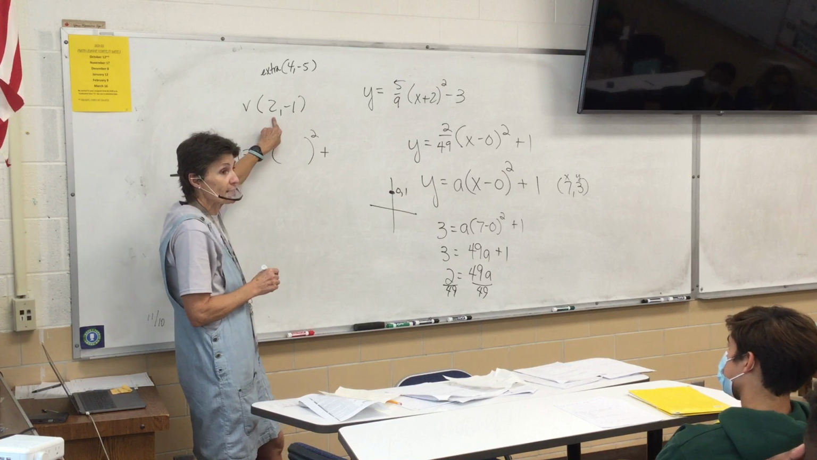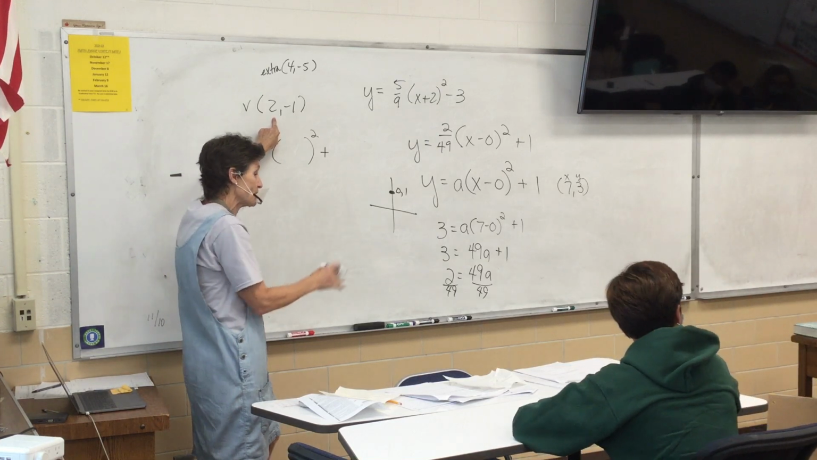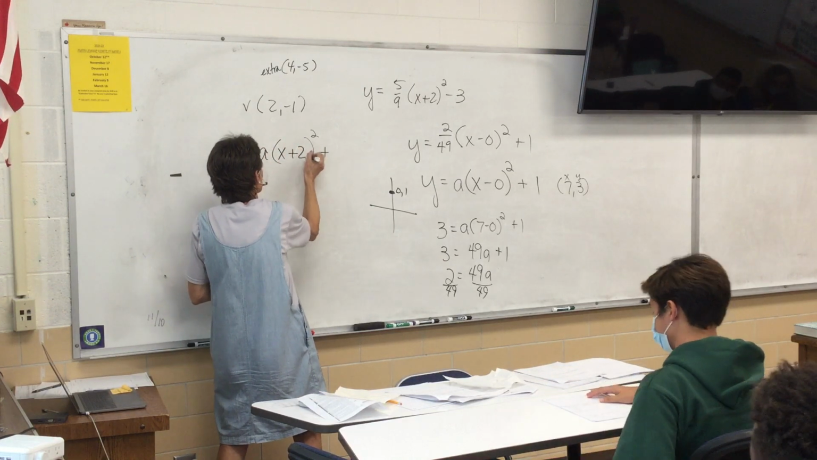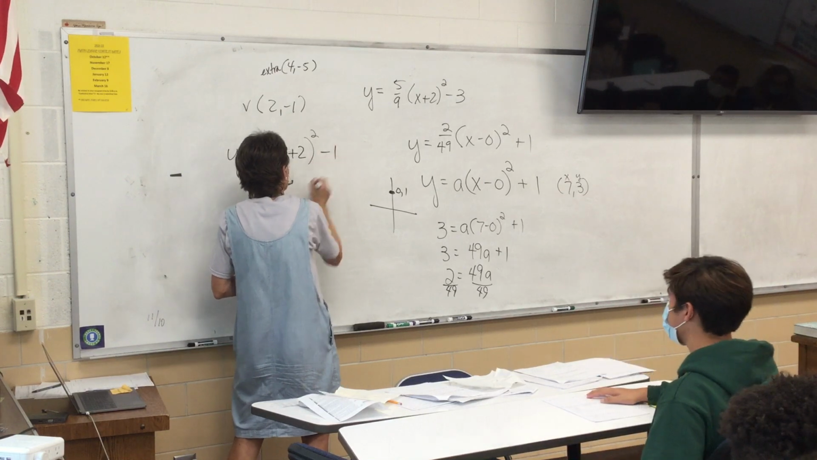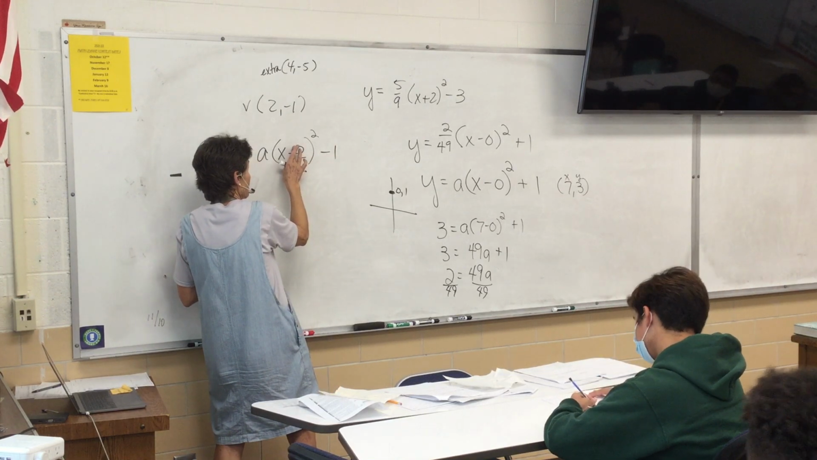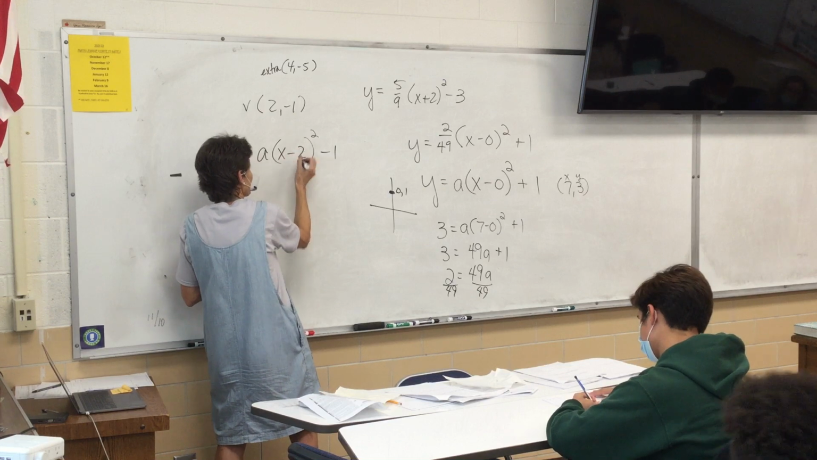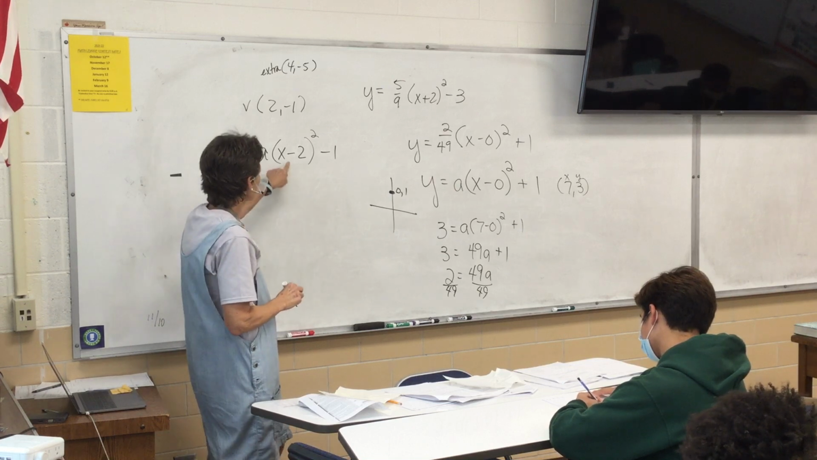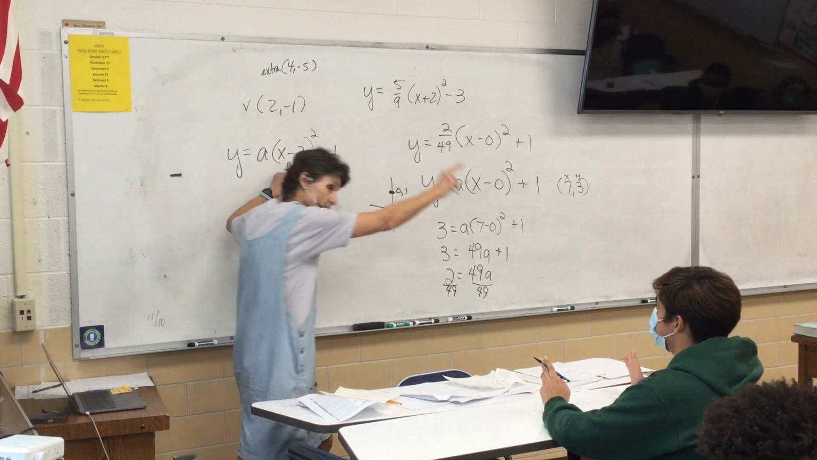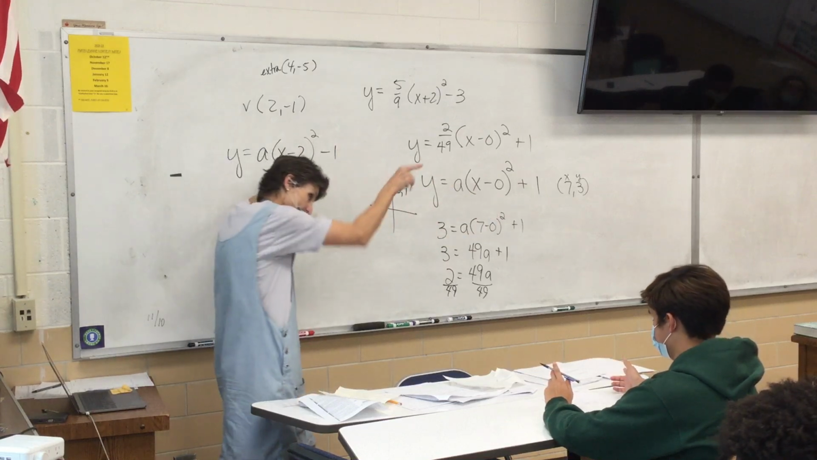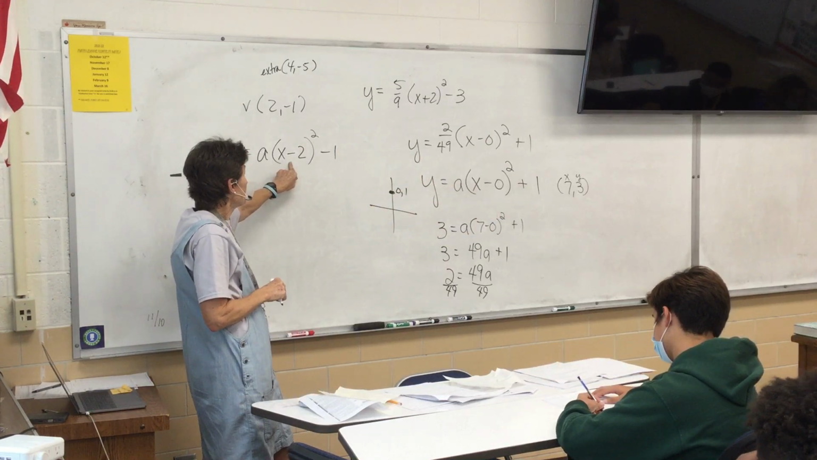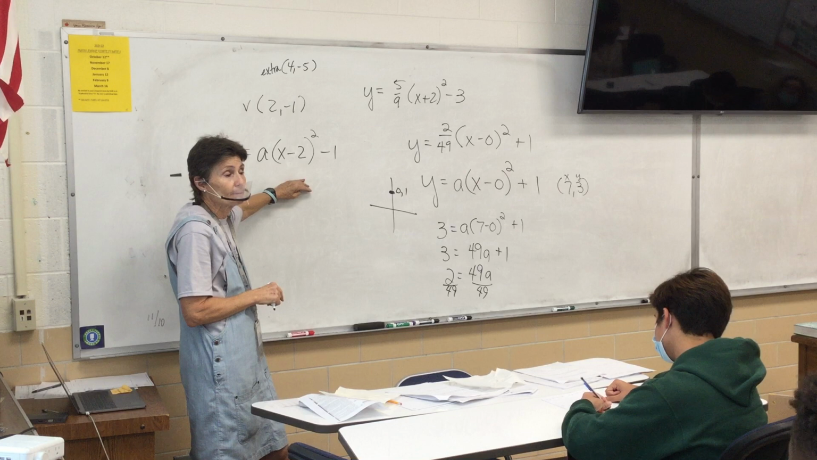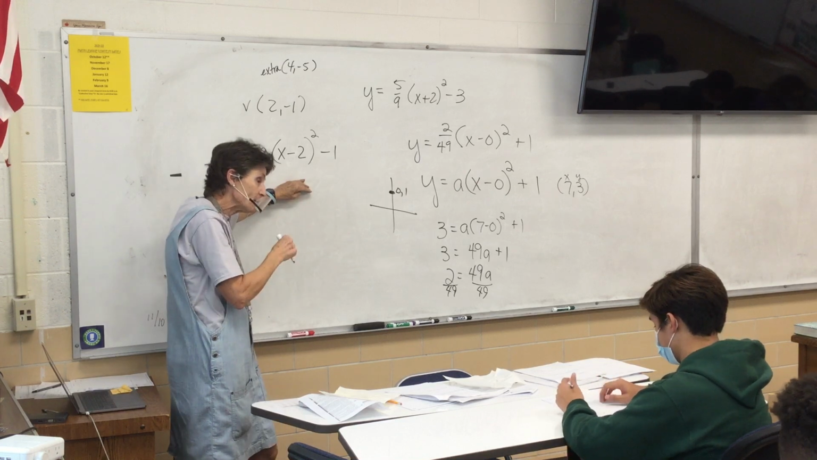Somebody help him. If we know this is the vertex, how do we start building our equation, Ethan? Y equals A, x plus 2 squared minus 1. Oh, minus 2. I'm hearing some argument. Should this be a minus 2? Oh God, my bad. That needs to be a minus 2 because we have moved 2 units to the right. Sorry, my bad. That was right. Went 2 units to the right. Now, this is where we start. Now we need to figure out A.